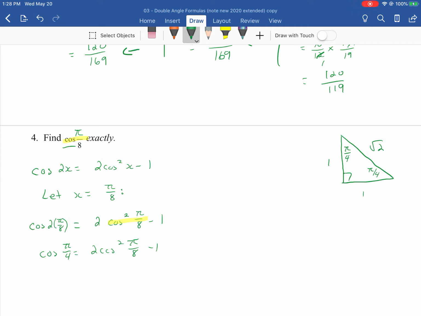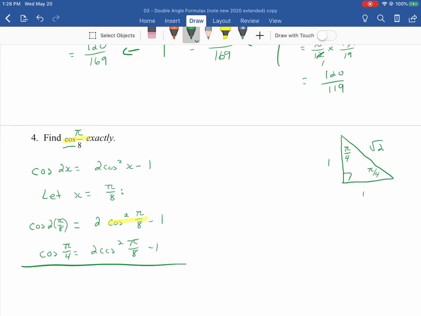Why is that so good? Well, cos of pi over 4 is right there in the special triangle. That's why I did everything I did in the order I did it. I put the pi over 8 in the right-hand side, so it would double on the left side. And when it doubled, it became something that was in the special triangles. That's what I will call a giant step in doing this question.